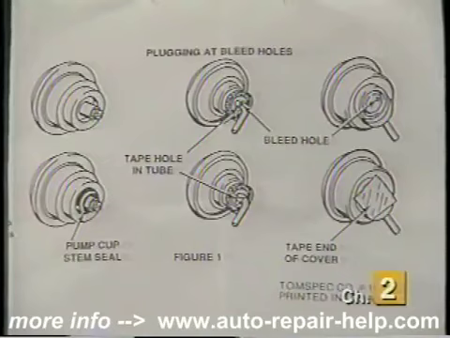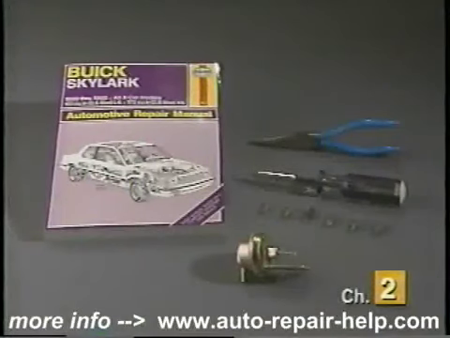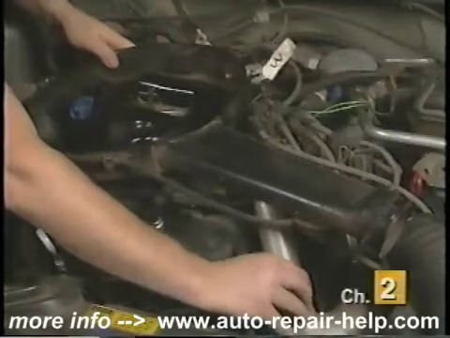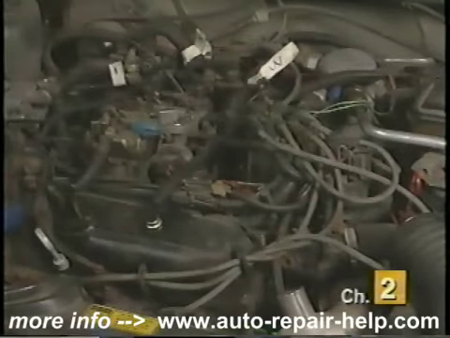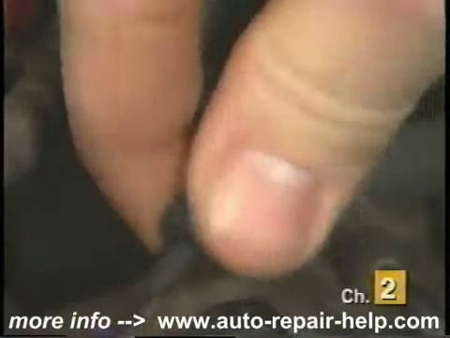To replace your choke pull-off, you will need a magnetic screwdriver, a needle nose pliers, and a Haynes manual for your particular vehicle. First, you'll need to remove the air cleaner to access the pull-off. Make sure to mark or note the location of any hose connections that lead to it before disconnecting them.